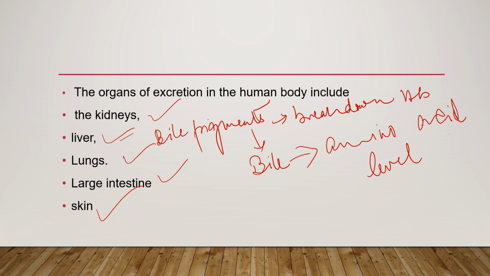So after liver comes the lungs. We know that carbon dioxide is an excretory product which is eliminated from the lungs during our respiration process. Then comes the large intestine.